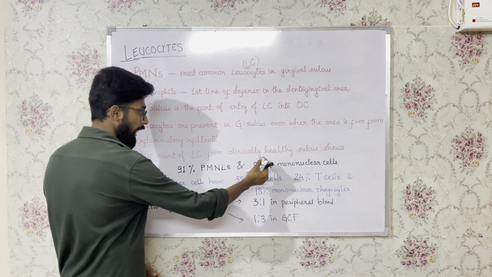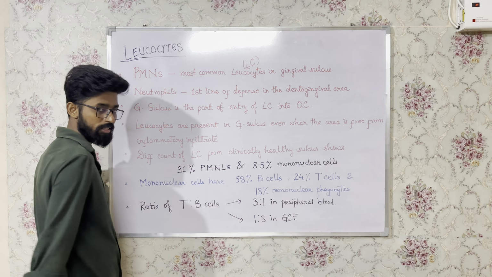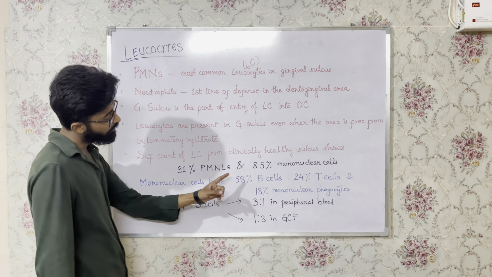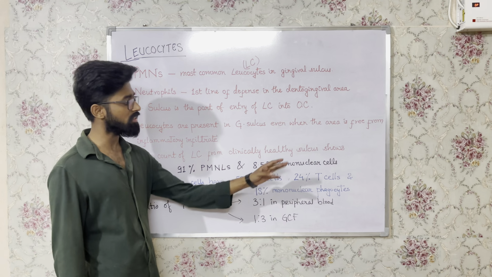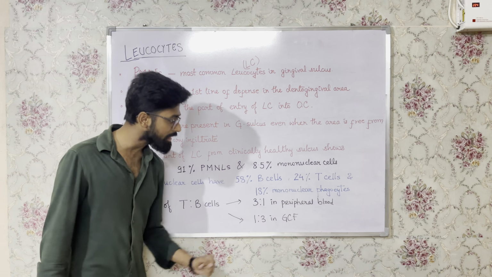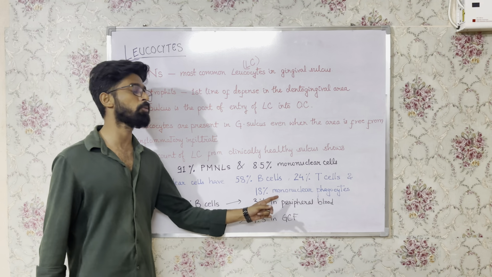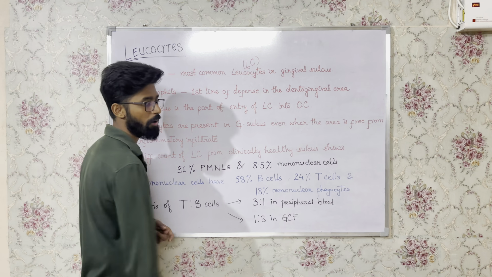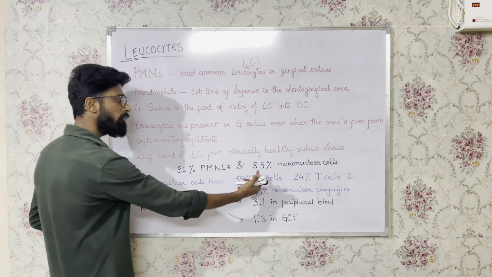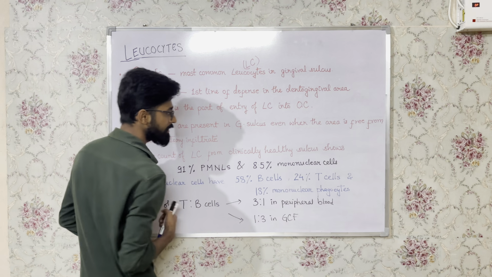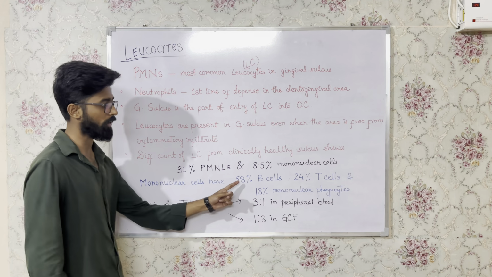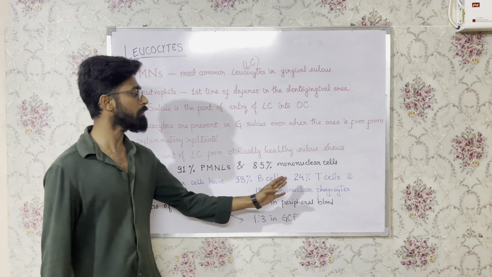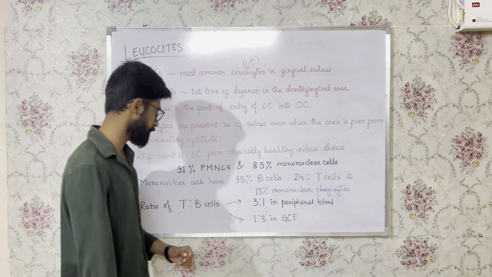Now coming to this 8.5% of mononuclear cells, when mononuclear cells are classified, they have 58% of B cells, 24% of T cells and 18% of mononuclear phagocytes, right? These all are included in this 8.5%. Differential count of 8.5% mononuclear cells shows this result: 58% B cells, 24% T cells and 18% mononuclear phagocytes.